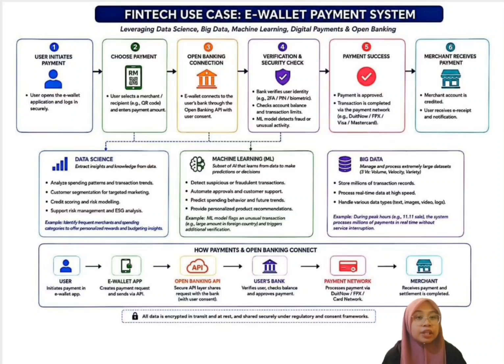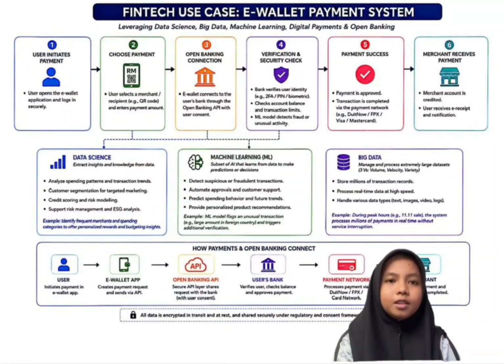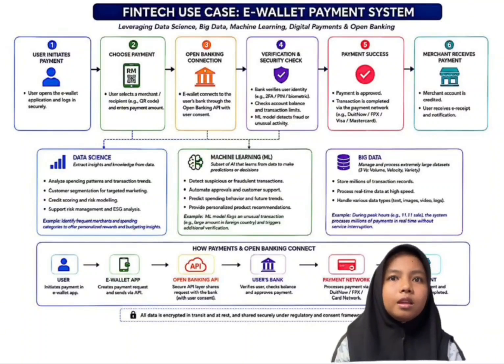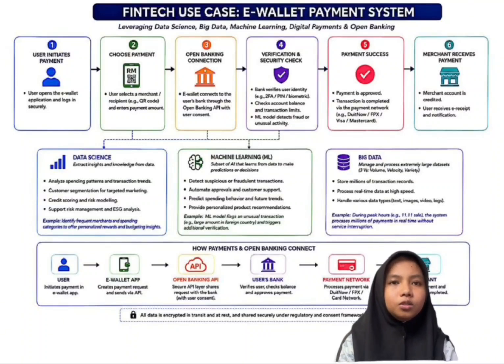After that, the e-wallet connects to the user's bank through the Open Banking API. Open Banking allows the e-wallet and the bank to exchange information securely with the user's permission. Moving on to step 4, the system performs a verification and security check where the bank authenticates the user via 2FA, PIN, biometric, verifies account balance, and utilizes a machine learning model to detect any fraud activity.